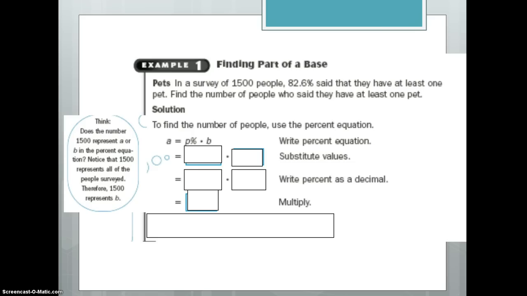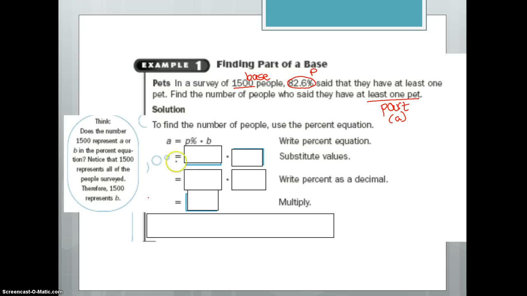In example 1, in a survey of 1,500 people, 82.6% said that they have at least one pet. Find the number of people who said they have at least one pet. They surveyed 1,500 people. That is your base, because that's the number of people that they surveyed, where the people that said one pet, well, that was your part of the base, which is your A. Obviously, where the percent sign is, that is your percent.